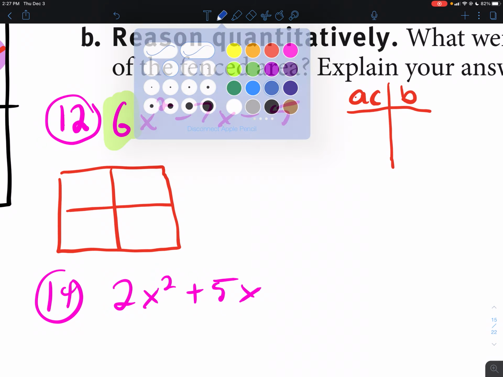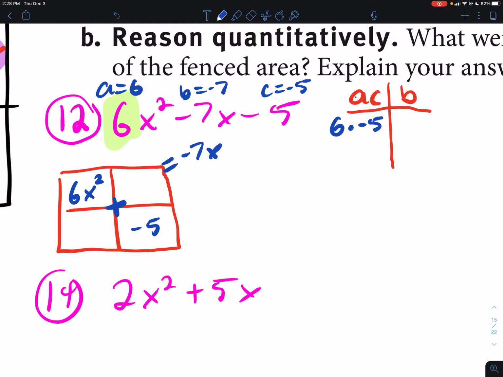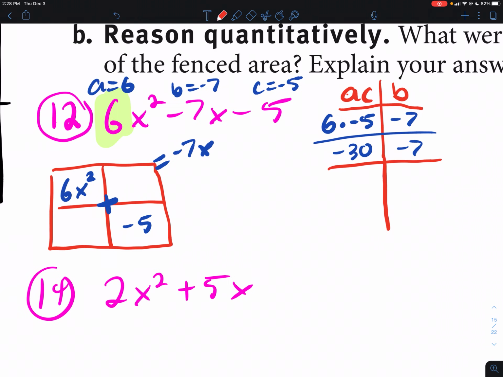In our box, we put our quadratic term first, the constant term goes here, and the 2 in the middle should add up to equal the linear term, the negative 7x. So A is 6, B is negative 7, and C is negative 5. So A, 6 times negative 5, B is negative 7. So that ends up being negative 30 and negative 7. And these will get easier the more you work them, the more practice you do.